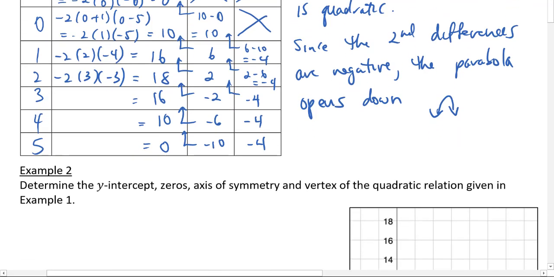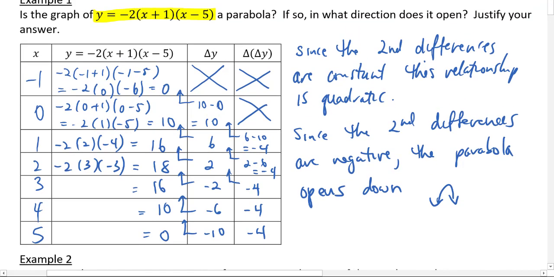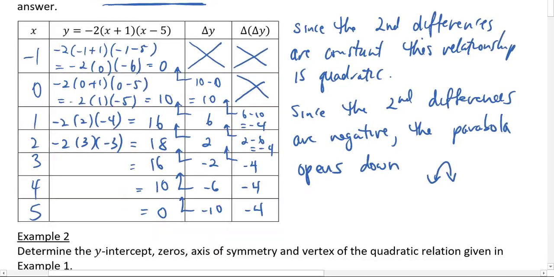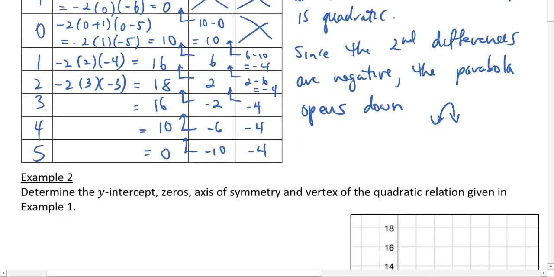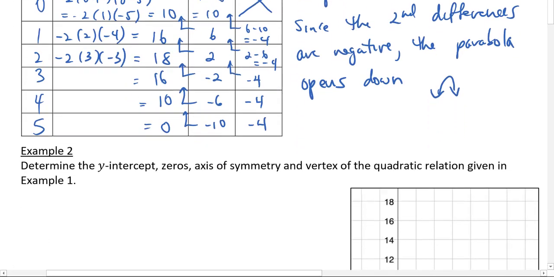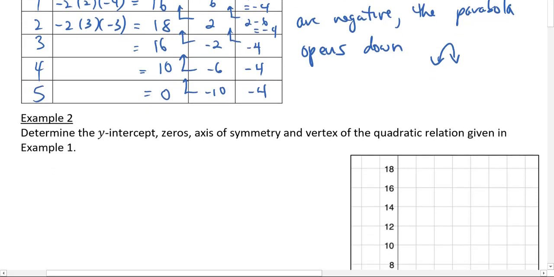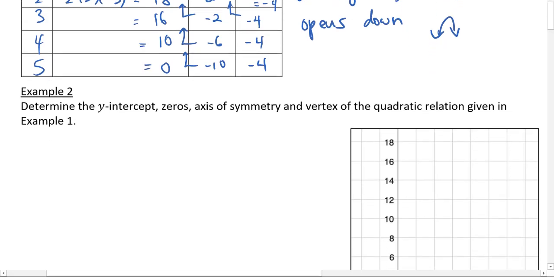There you go. So this is what we call the factored form of a quadratic, because it's represented with factors. We have the factor negative 2, we have the factor x plus 1, and the factor x minus 5. Continuing on with this example, let's go to example 2. Determine the y-intercept, the zeros, axis of symmetry, and vertex of this quadratic relationship.